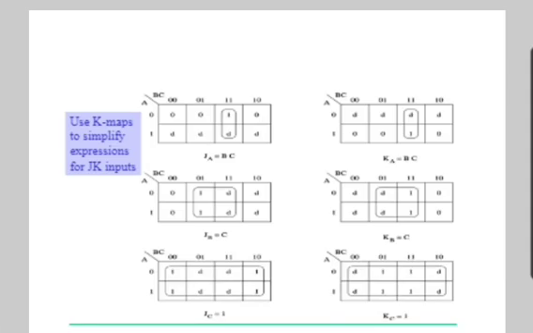Then here we use a K map to simplify the expression for the JK input. So here K map is used.